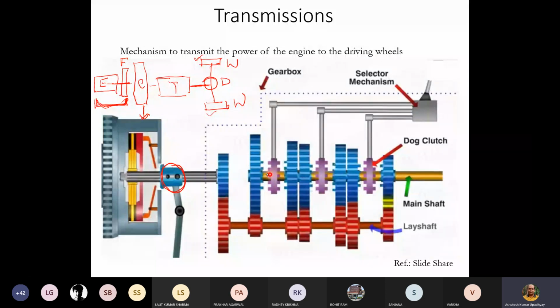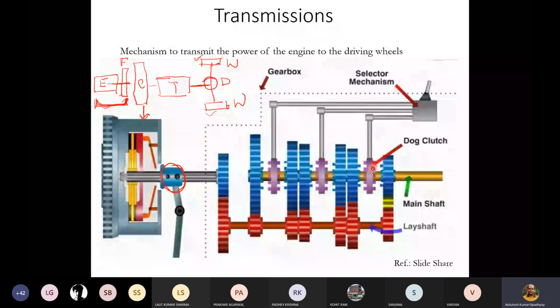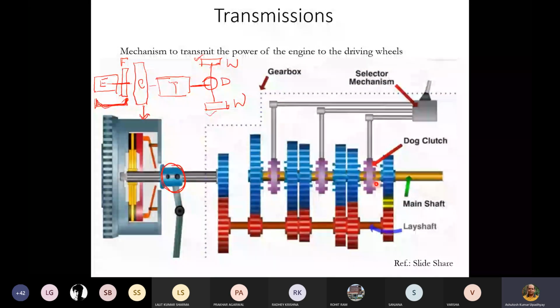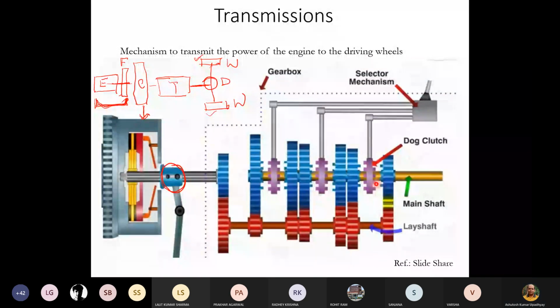Okay, so this dog clutch, when it is moving to the left side, it will connect gear 1. When it is moving to the right side, it will connect gear 2. Similarly, this middle one, dog clutch, it will create third and fourth gear. And this one, if you see, it will connect gear number 5. And what else? This reverse gear. This is the reverse. Yellow color is the idler. So this is the reverse gear. Okay, so this is our constant mesh.